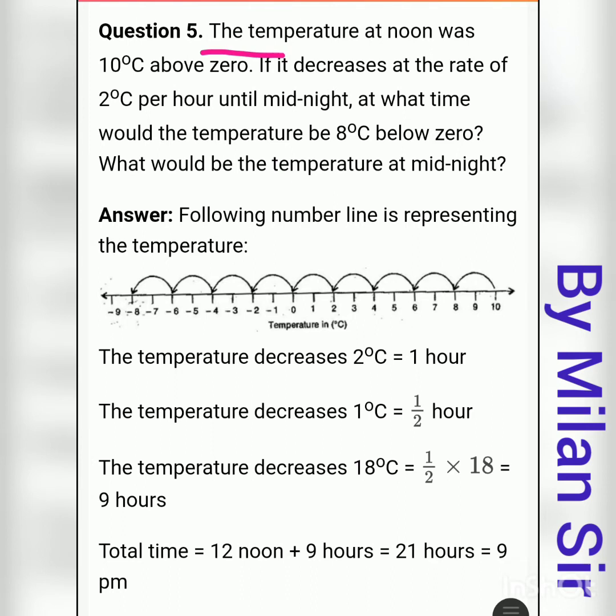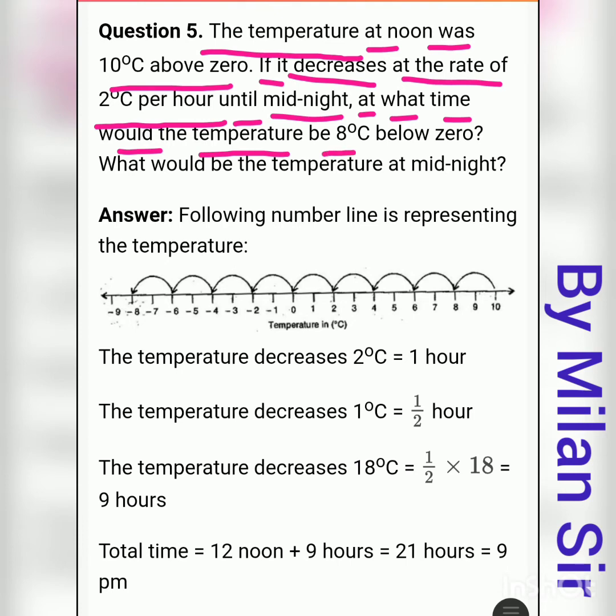Again, the temperature at noon was 10 degrees Celsius above 0, that means positive. If it decreases at the rate of 2 degrees Celsius per hour, that means in 1 hour minus 2 degrees, decreasing at the rate of 2 degrees Celsius until midnight. Midnight, that means 9 p.m. At what time would the temperature be 8 degrees Celsius below 0? What would be the temperature at midnight?